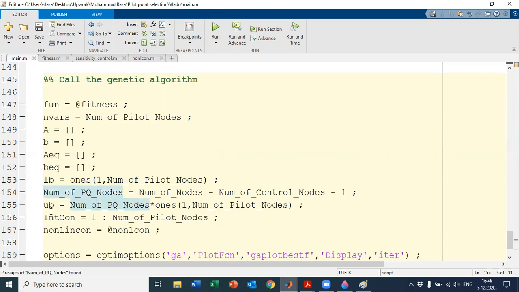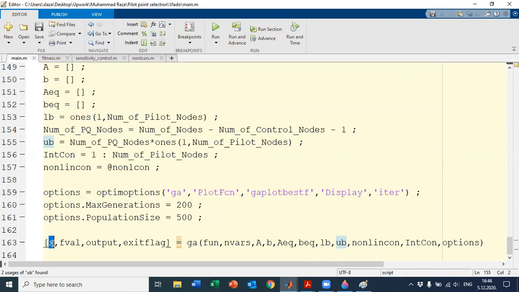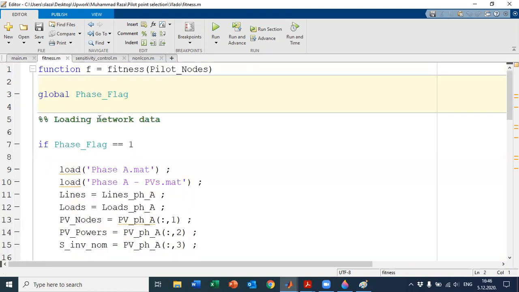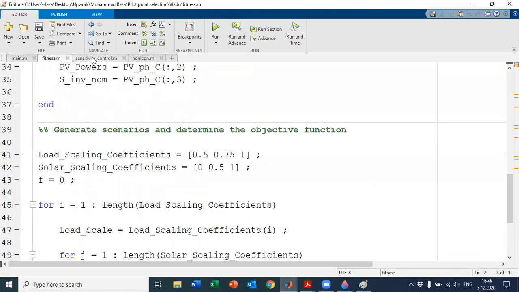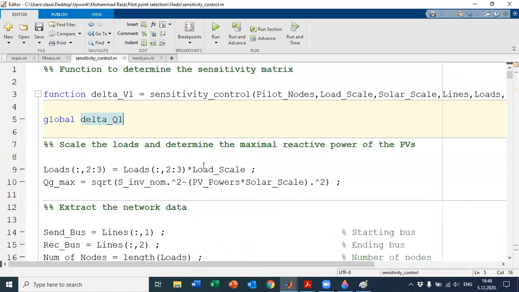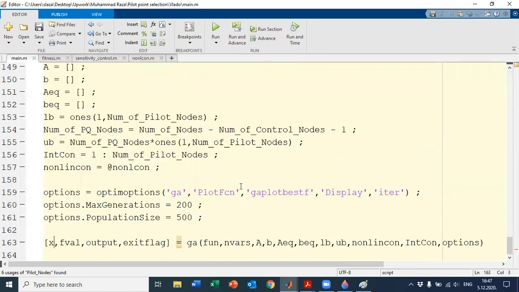Then we use the variable x, which is the optimization variable, not in the fitness function, rather in the sensitivity control function, to determine which pilot nodes we are going to be using. We have a set of pilot nodes, which is equal to the set of PQ nodes, or the load nodes, in the network. Out of that set, we take the nodes whose indexes are given in the pilot nodes vector, which is our variable x.